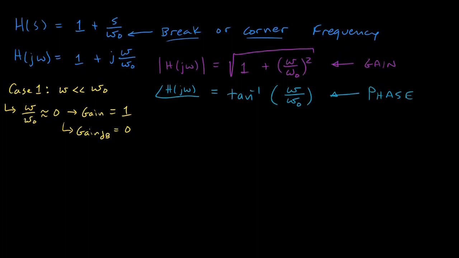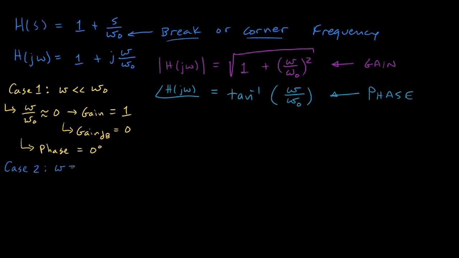Next we have to deal with the phase. We know what the gain expression is, so what's the phase going to be? We have essentially 0 in here when ω is much smaller than ω0. So the arctangent of 0 is 0, which tells us the phase equals 0 degrees.